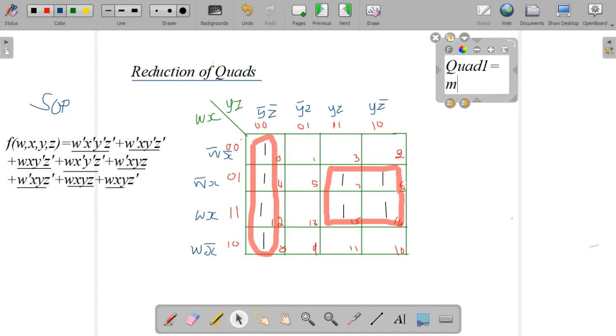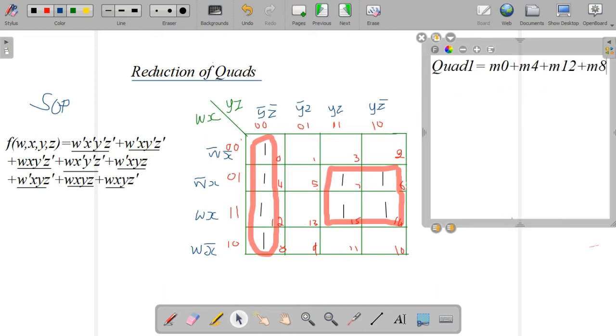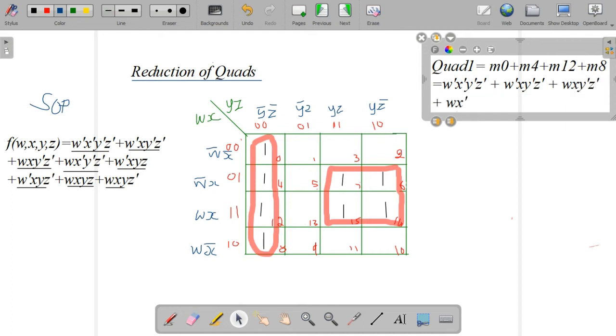Chord 1 equal to m0 plus m4 plus m12 plus m8. That is equal to, m0 means W dash, X dash, Y dash, Z dash. Yes, the next plus m4, W dash, X, Y dash, Z dash, plus W, X, Y dash, Z dash, plus W, X dash, Y dash, Z dash. So this is the equation we got.